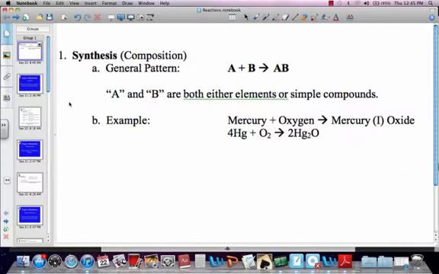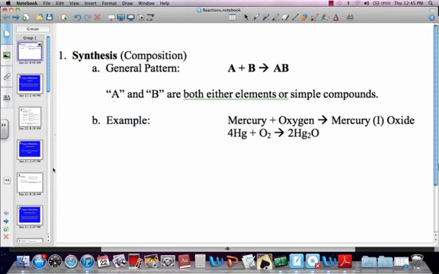Last year you should have learned some basic types of reactions. Synthesis is the simplest one. Synthesis is two things making one. So for example, A plus B produces AB, or mercury plus oxygen produces mercury(I) oxide.